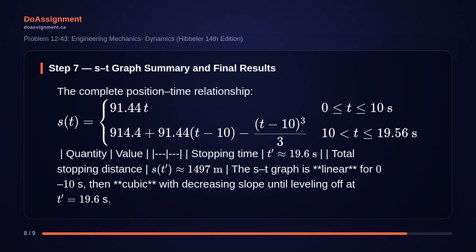The complete position time graph is a straight line from 0 to 10 seconds, reflecting constant velocity, then becomes a cubic curve with a progressively decreasing slope as the plane decelerates, finally leveling off when the plane stops. The plane stops at t prime equals approximately 19.6 seconds, having traveled a total distance of approximately 1,497 meters from its initial landing position.